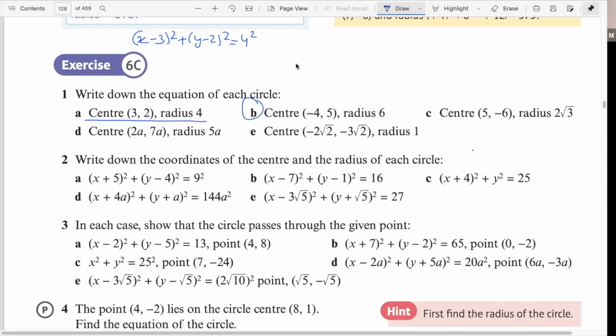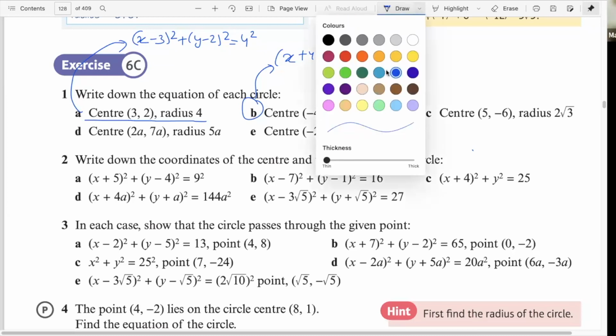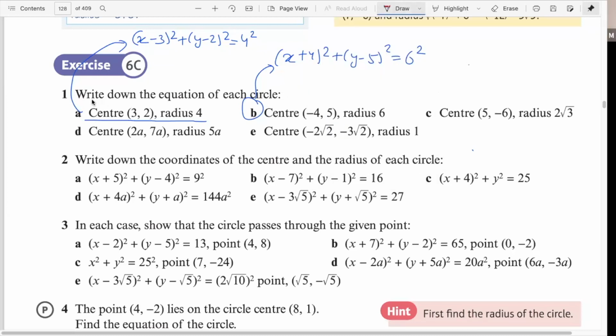Can you try this? B part, just dictate it. Is it x plus 4 and then x minus 5? Yes, x plus 6 squared equals 6 squared. So is this all you have to do to solve the question? It actually depends on the demand of the question. He asked you to write down the equation of the circle. So yes, this is it. The demand of the question is just the equation and you've written it. It will depend on what they're asking.